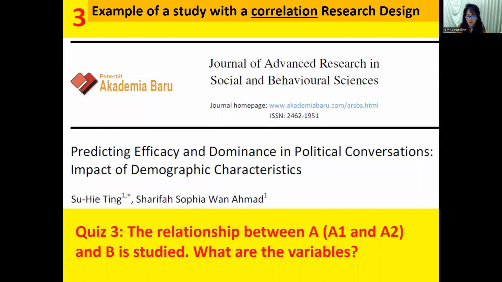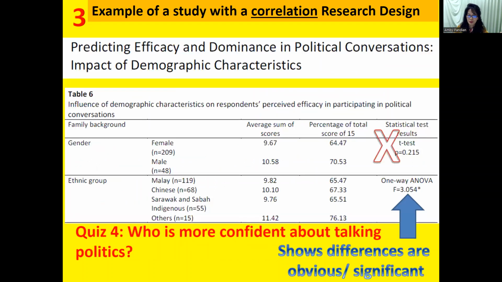If I just want to study the relationship between A, maybe A1 and A2, and B, then what are the variables? Here you see efficacy is one, dominance in political conversation is another one.